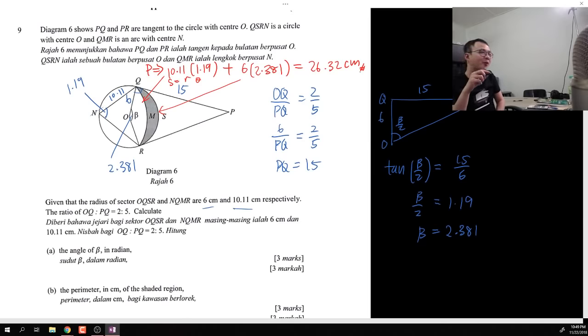Yeah, 10.11 is a radius, right? Since it's a radius, you do not need to divide by 2. There's no diameter over there.